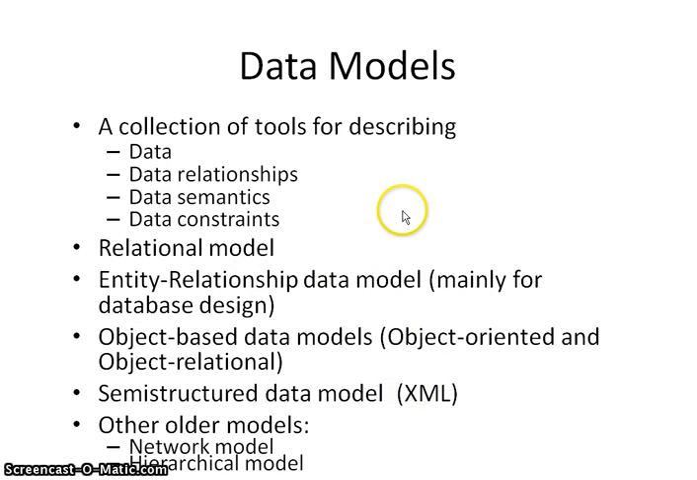And what are the different data models? A collection of tools for describing data, its relationships, and its semantic constraints is known as a data model. There are many types of data models, like the relational data model, entity relationship data model, object oriented data model, network model, hierarchical model, and semi structured model. There are different models of data representation.